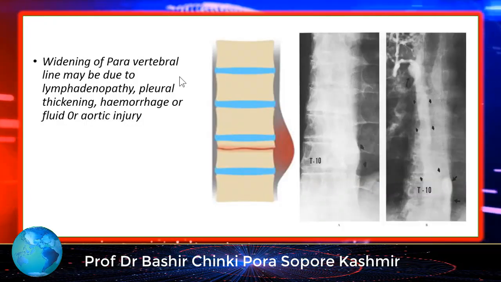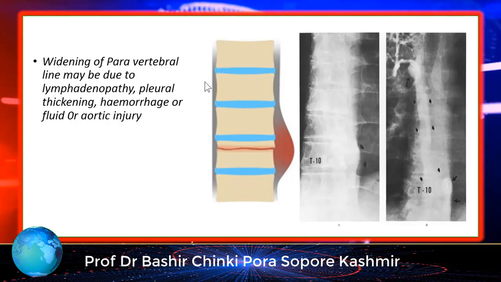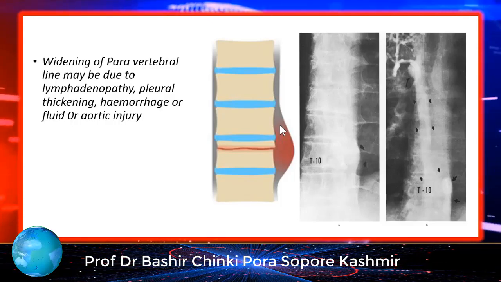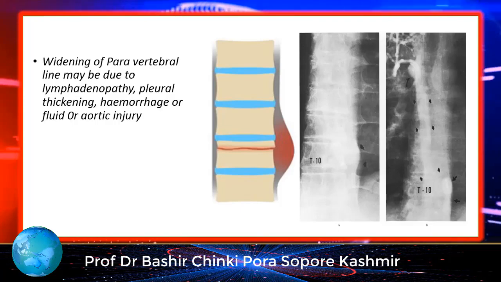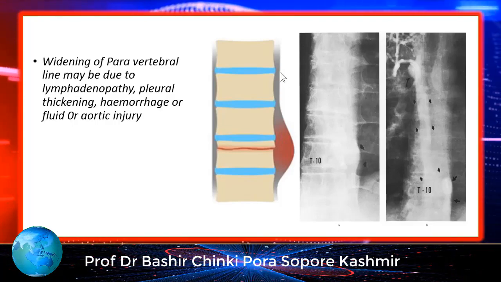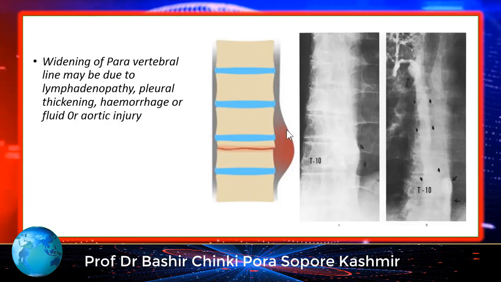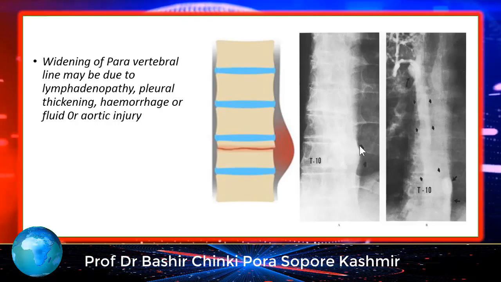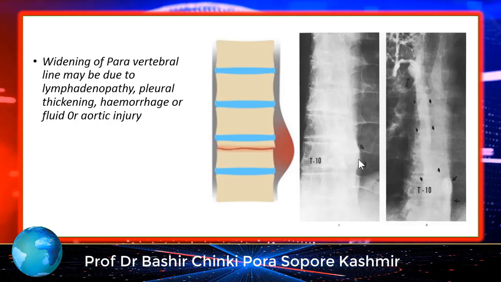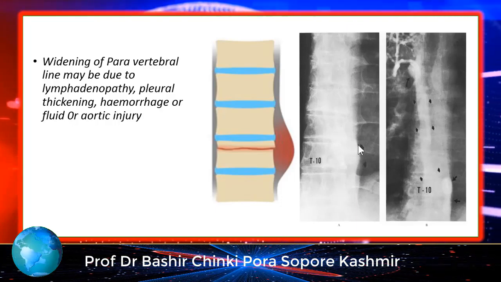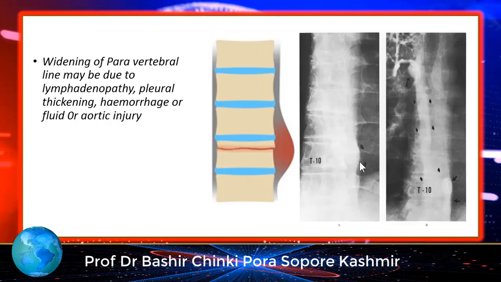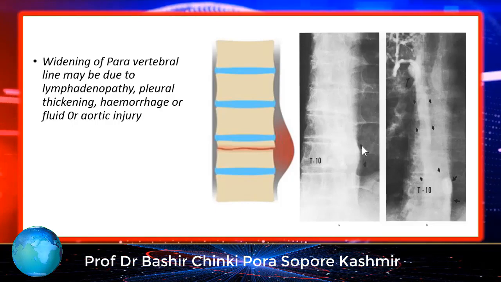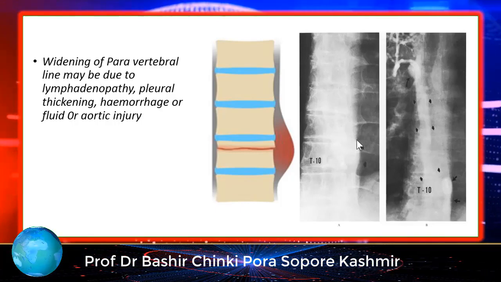Now, widening of the paravertebral line may be due to lymphadenopathy, pleural thickening, hemorrhage, fluid, or injury to the descending aorta. So you can see here on the left side there is a bulging of the paravertebral line. You can see here the paravertebral bulge, which could be due to an aortic injury, pleural thickening, or lymphadenopathy.